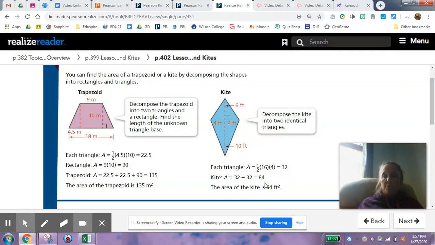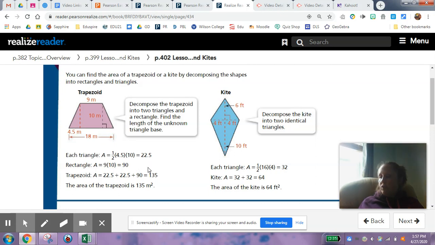Okay, so before you go off to practice, I just want to remind you and also share a formula with you. So you can find the area of a trapezoid or a kite by decomposing the shapes. That's breaking them down into shapes that you know how to find the area of. For the trapezoid, it's going to be triangles and rectangles. There's going to be one or two triangles and then a rectangle, and you will have the measurements for the base and height, and then you can add them together to get the area of the trapezoid.